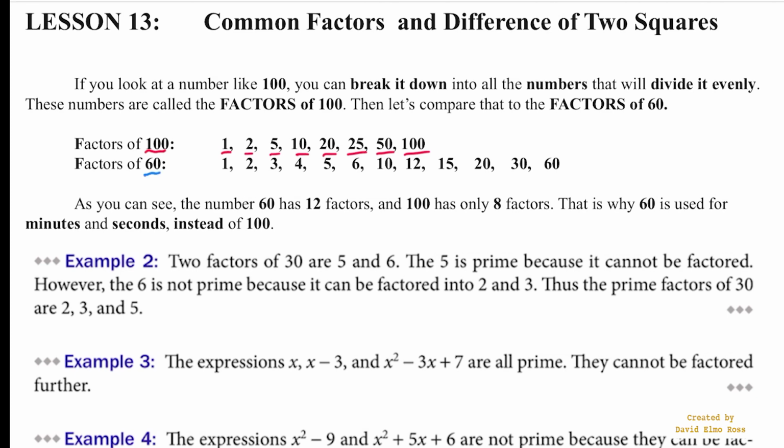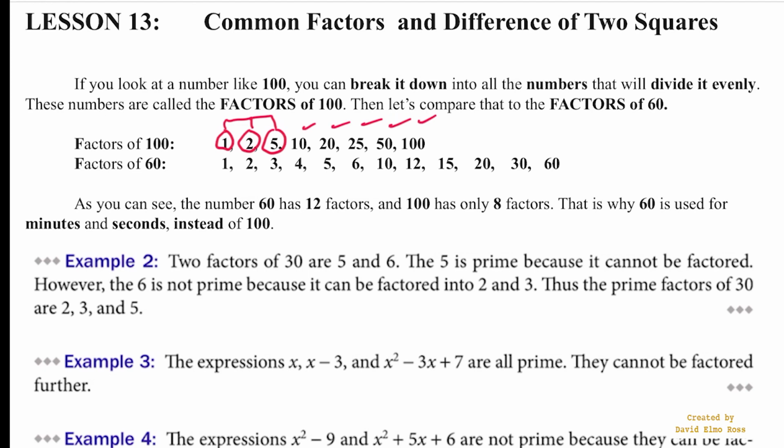If we take a look at the number 60, 1, 2, 3, 4, 5, 6, 10, 12, 15, 20, 30, and 60 can be divided into 60 without any remainder. So 60 has more factors than 100. However, there are special factors such as 1, 2, 5 here that are called prime factors because any other number such as 10, 20, 25, 50, or 100 can be made up of combinations of these prime numbers.